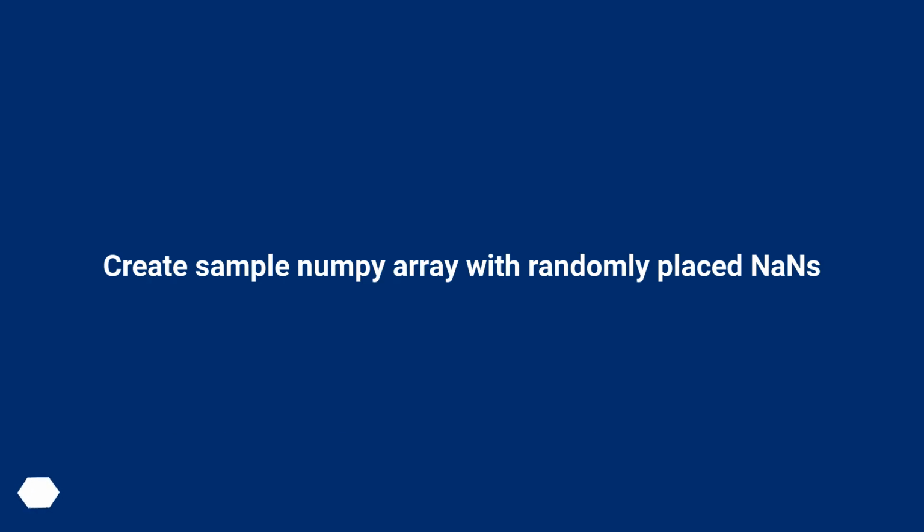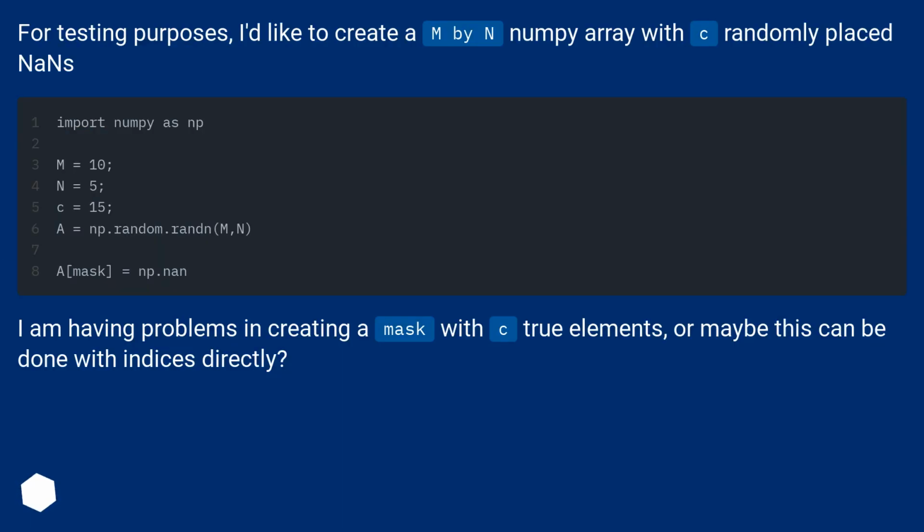Create sample numpy array with randomly placed NaNs numbers. For testing purposes, I'd like to create an n by n numpy array with C randomly placed NaNs numbers. I am having problems in creating a mask with C true elements, or maybe this can be done with indices directly?